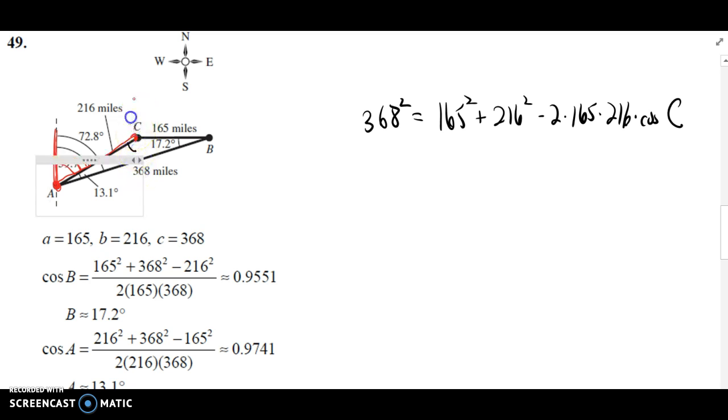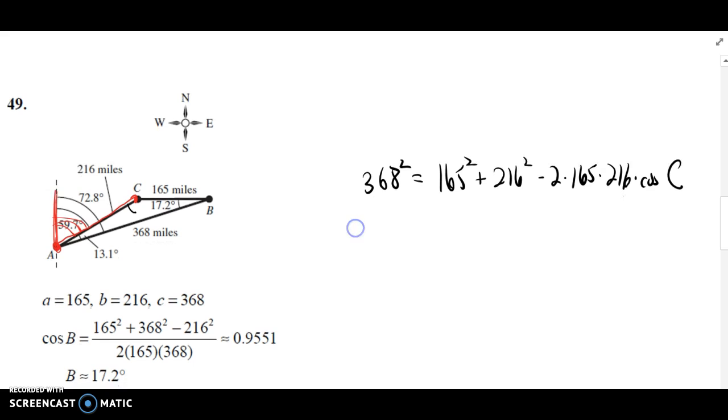If I draw in this segment, so it's parallel to that other one, I can see parallel, transversal, parallel, so that these two angles are equal to each other. So if we can figure out this angle, then I know the angle on that other side. To figure out this angle, we can use the law of cosines. 368 squared equals 165 squared plus 216 squared minus 2 times 165 times 216 cosine of C. Solve all that, and this angle C then comes out to 149.7 degrees.